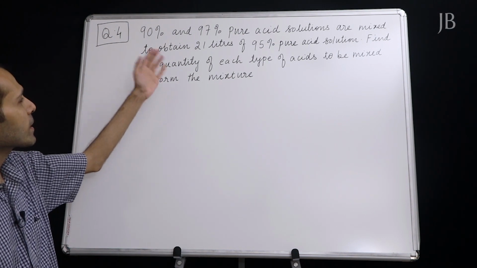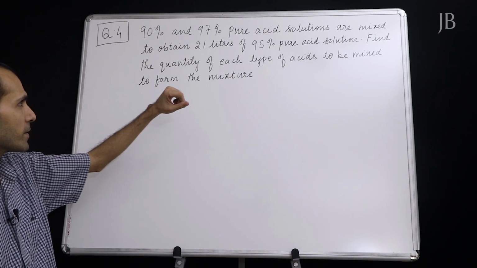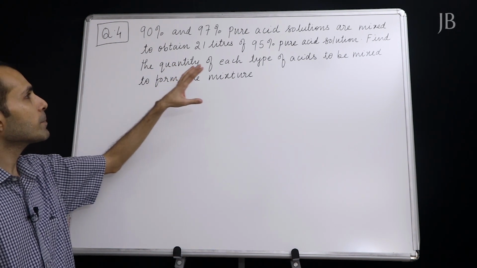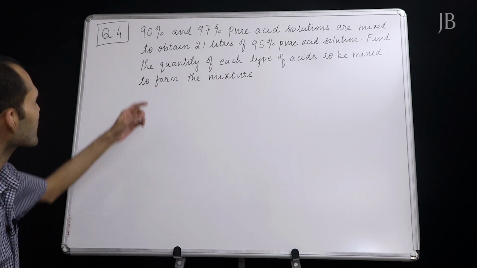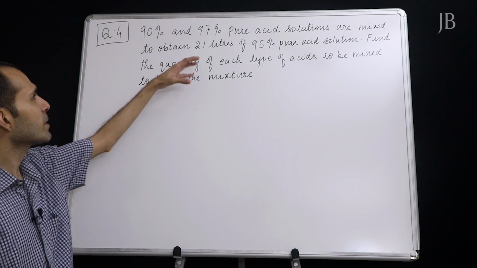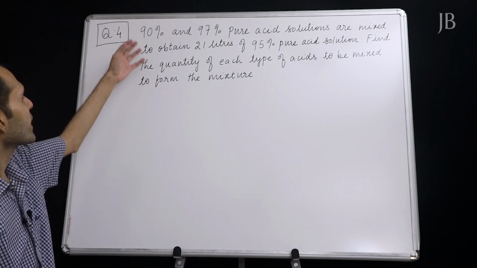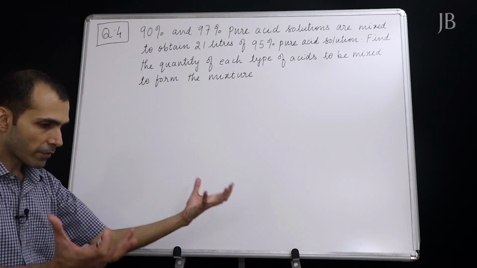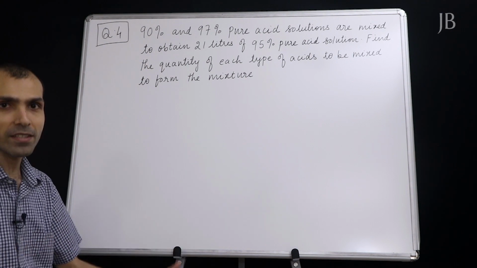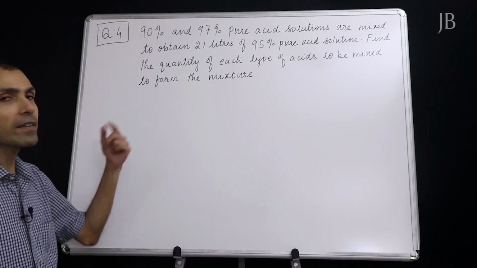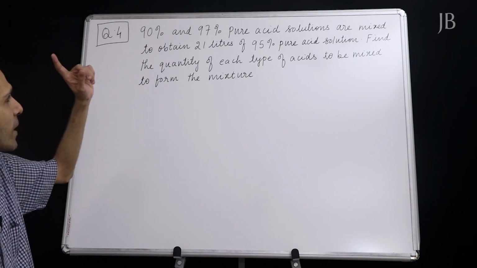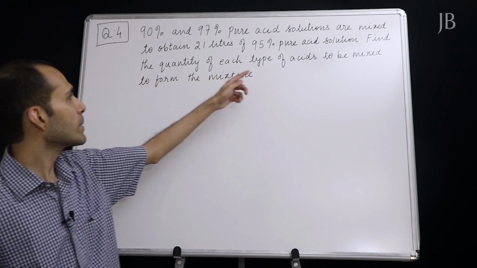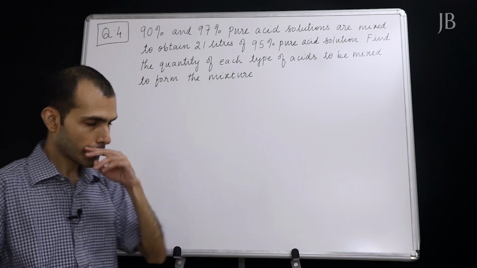90% and 97% pure acid solutions are mixed to obtain 21 liters of 95% pure acid solution. See, when they say 90% and 97% pure acid solutions, that means 90% is acid and 10% is water. So two different acid concentrations are mixed to form 21 liters quantity of 95% strength pure acid solution. Find the quantity of each type of acid to be mixed to form the mixture.